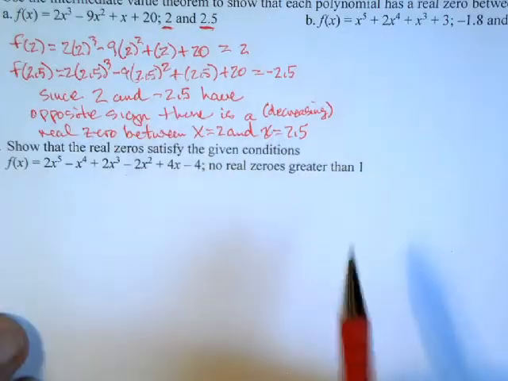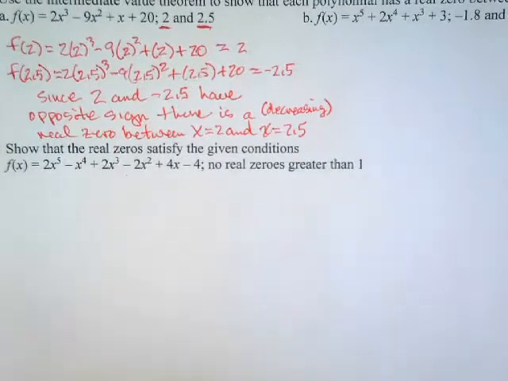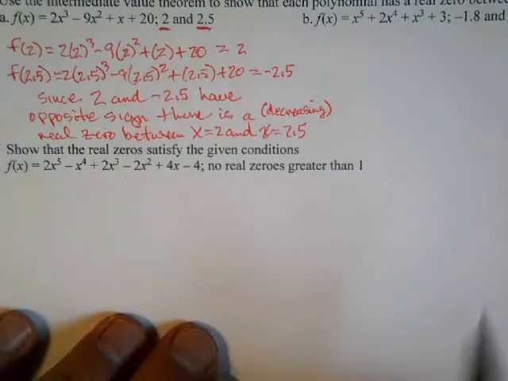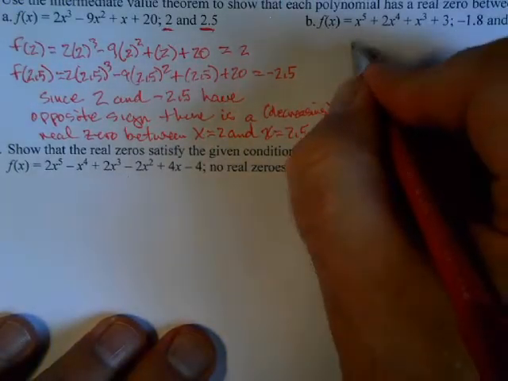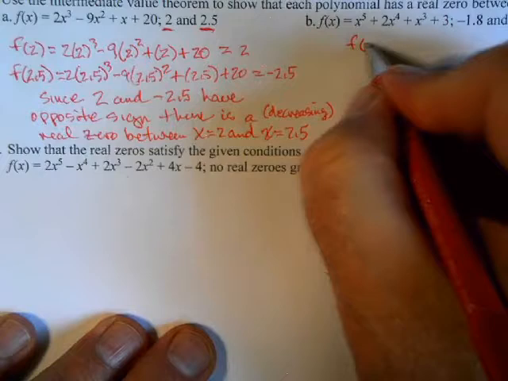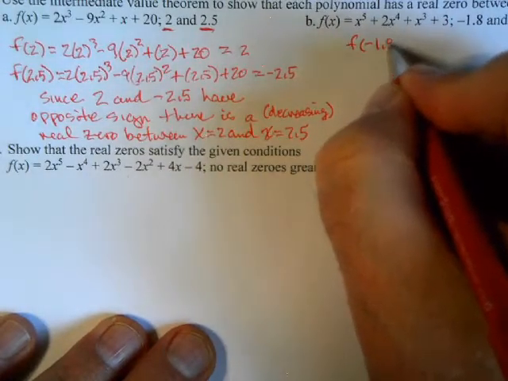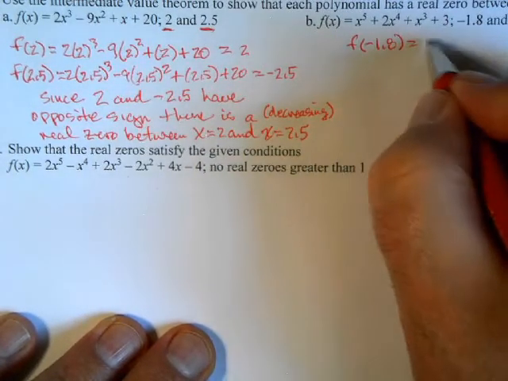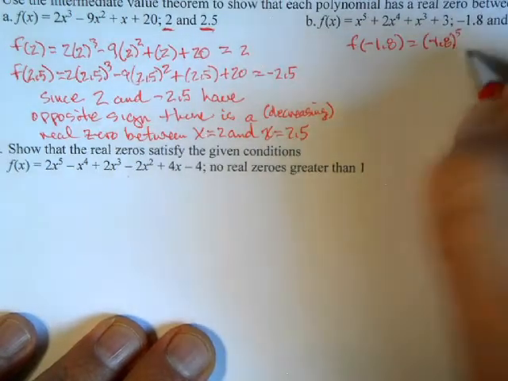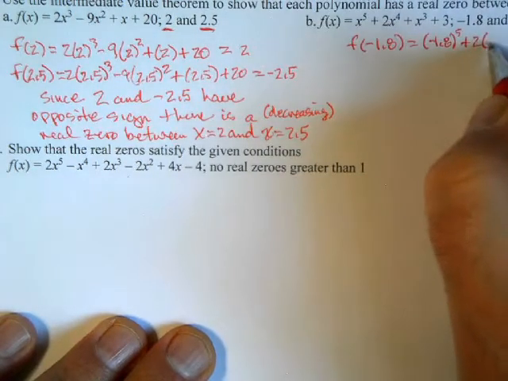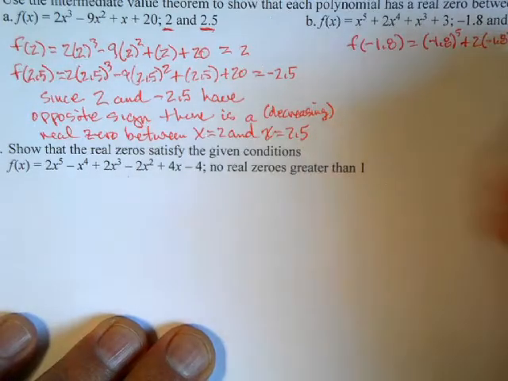All right, here we have an example with two negative numbers put in there. So f of negative 1.8, well, that's going to give me negative 1.8 to the 5th plus 2 times negative 1.8 to the 4th plus negative 1.8 cubed plus 3. Use my calculator, and this one comes out negative 0.732.